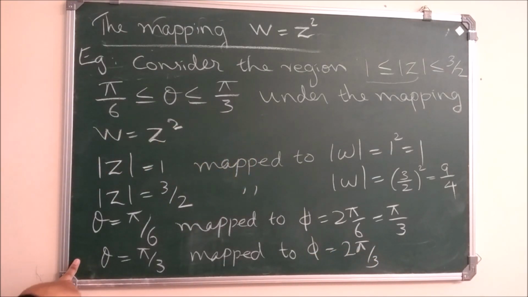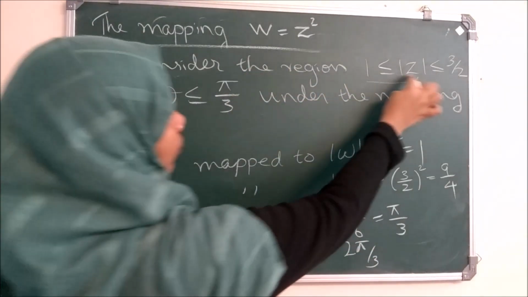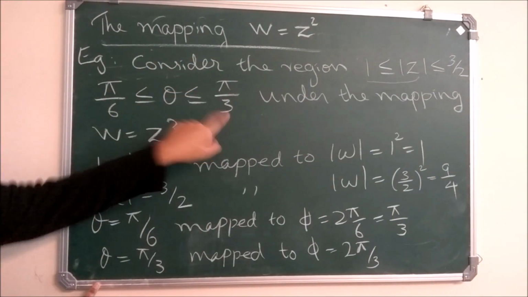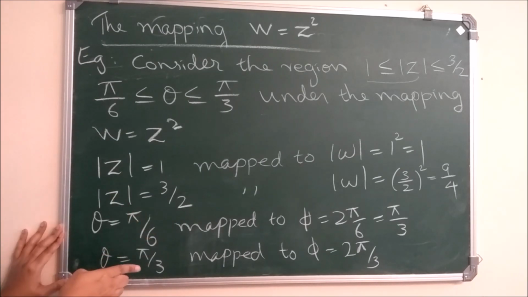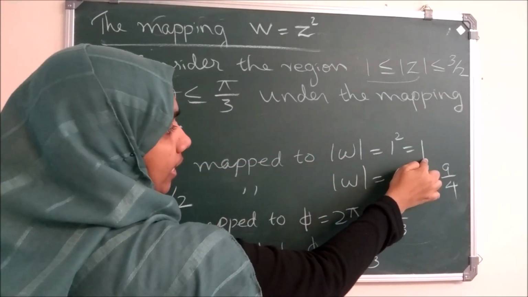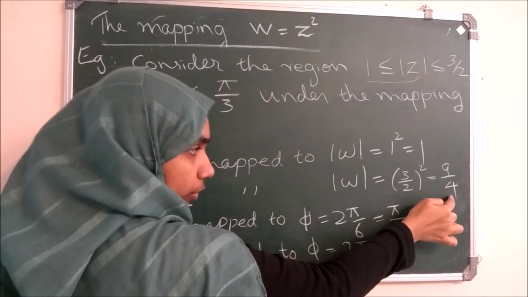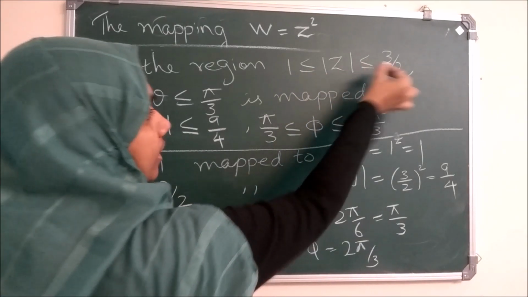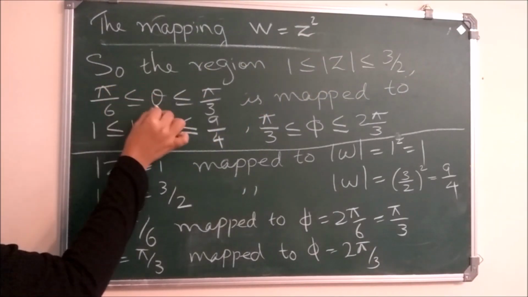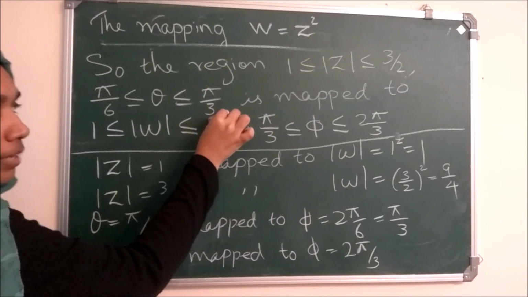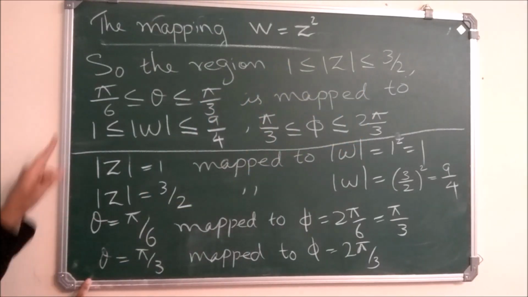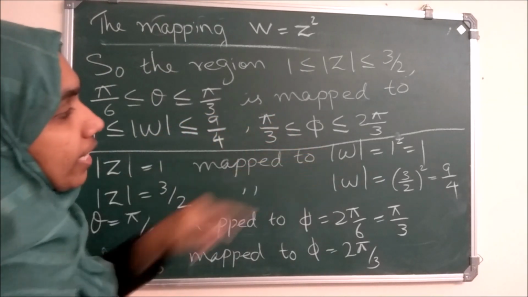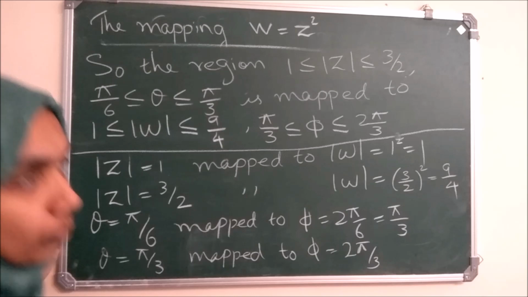So you can see that this region 1 less than or equal to mod z less than or equal to 3 by 2, pi by 6 less than or equal to theta less than or equal to pi by 3 is mapped onto the region bounded by 1 less than or equal to mod W less than or equal to 9 by 4, and pi by 3 less than or equal to phi less than or equal to 2 pi by 3.